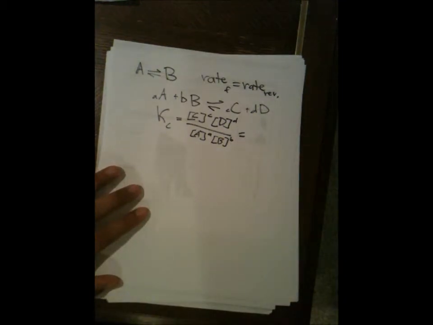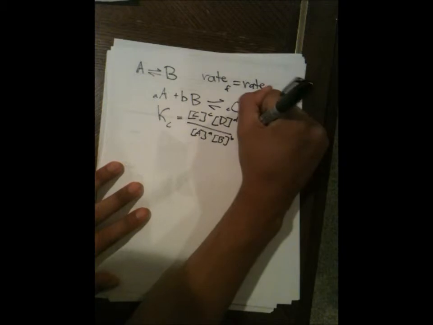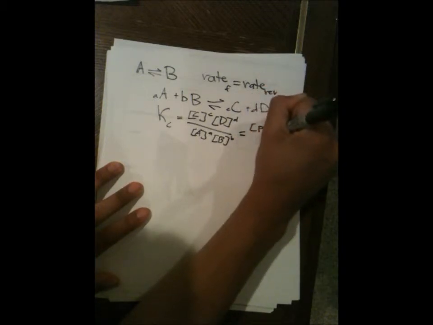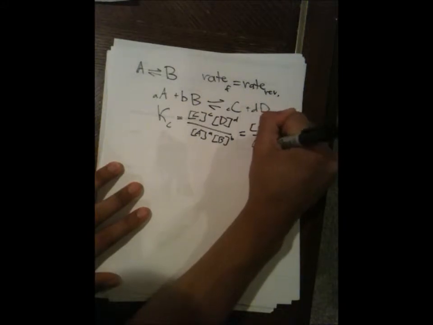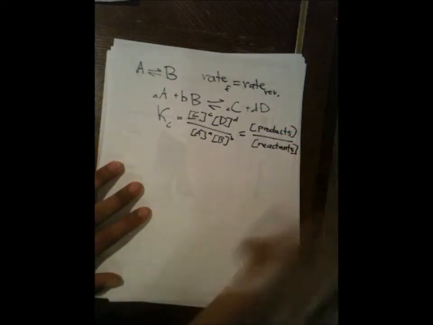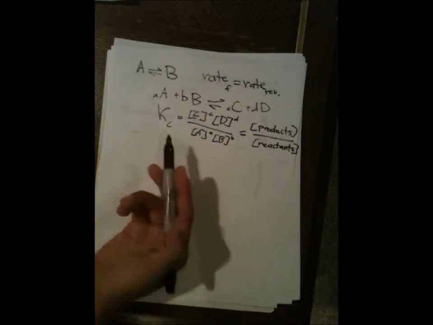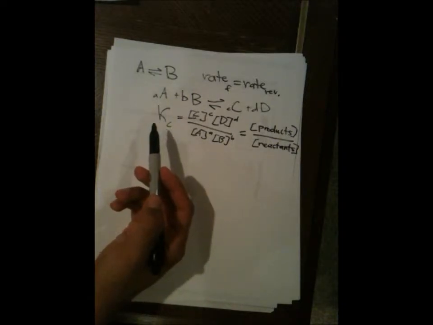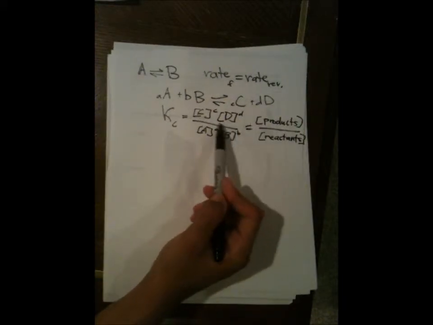And you look and you say, okay, these are products, these are reactants, so it's the concentration of the products over the concentration of the reactants. Now, Kc is called the equilibrium constant, and this is called the equilibrium constant expression.